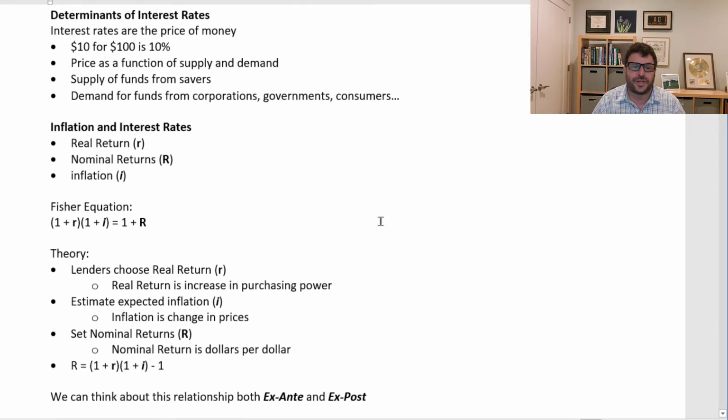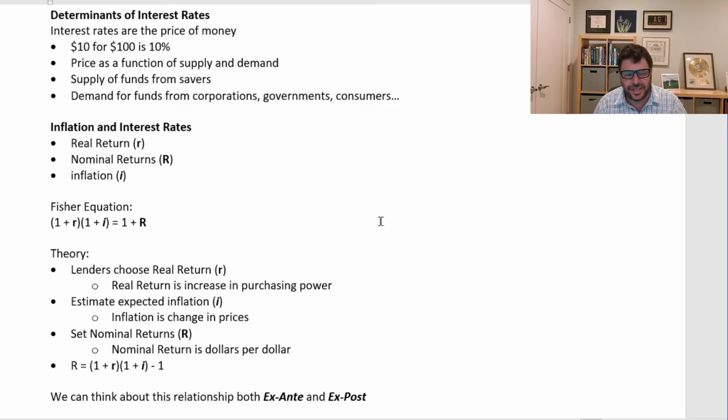So the determinants of interest rates are just the price of money. $10 for $100 is 10%. And it's the price as a function of supply and demand. Funds are supplied from savers, and funds are demanded by corporations and governments and consumers. And just to get some basic terminology, we'll talk about the real return as small r and nominal returns as capital R. This is the amount you get, and inflation as I.